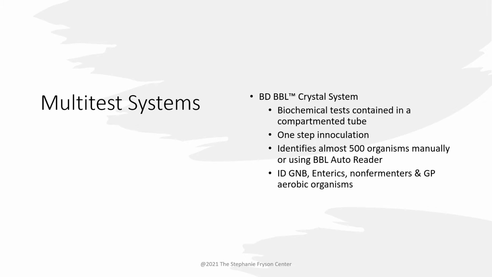But here's the big thing: it can identify over 500 organisms manually or by using an auto reader, which most microbiology laboratories have that we put it in. So it's used for gram negatives, enterics, non-fermenters, and gram positive aerobic organisms.